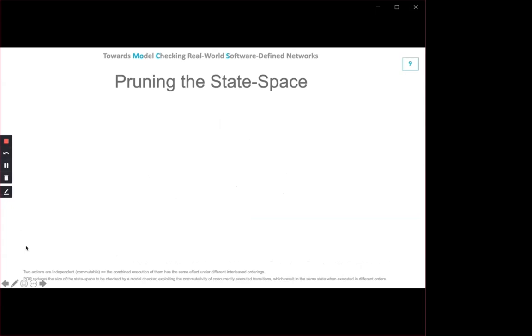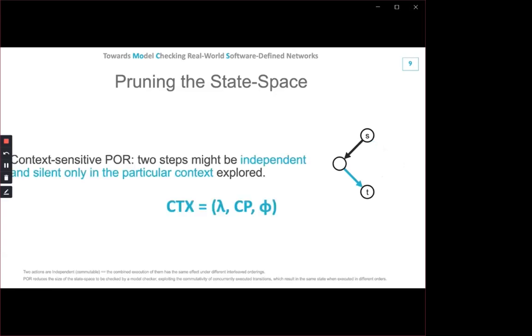In order to cope with the explosion, we employ partial order reduction, which exploits the independence between concurrent actions to avoid redundant explorations. For example, given two independent actions, the combined execution of which has the same effect, exploring both threads is meaningless. We omit one, keeping just one representative from the equivalence class of threads. We extend this notion by considering conditional independence constraints.